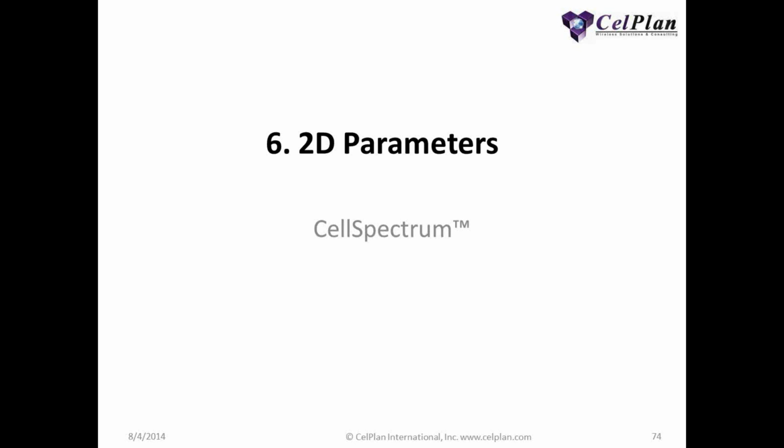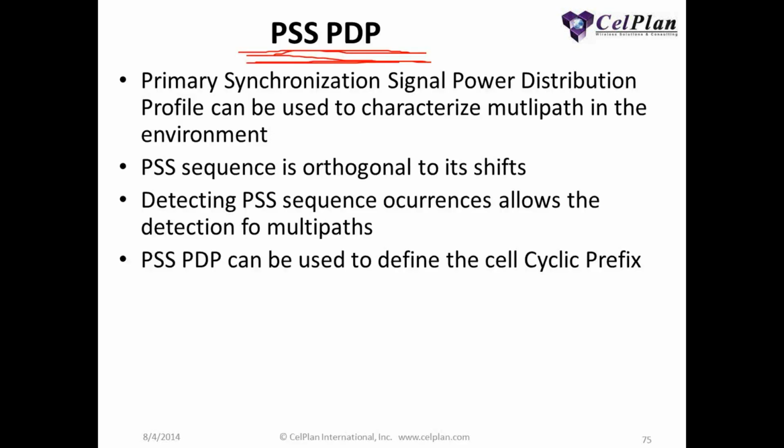Okay. Well, let's speak a little bit about 2D parameters. So the 2D parameters, they are extracted from the 3D matrices. And one of the most important ones is the PSS-PDP, Primary Synchronization Signal Power Distribution Profile. So this profile allows us, as I said already, because the PSS sequences are orthogonal to its shifts, we can detect all the occurrences of the PSS sequence. So with this, we can detect all the multipaths.